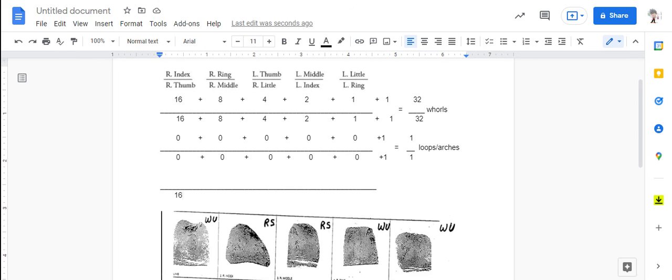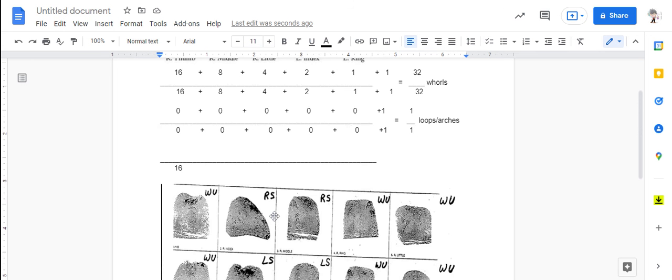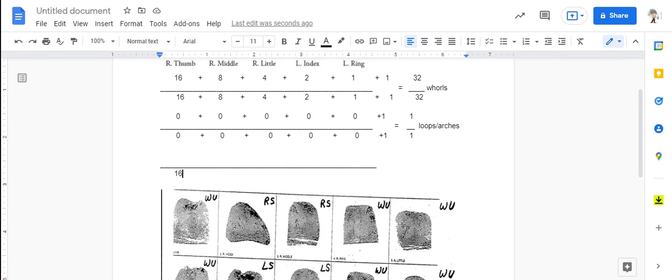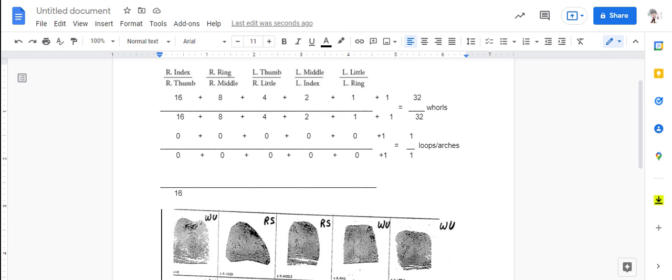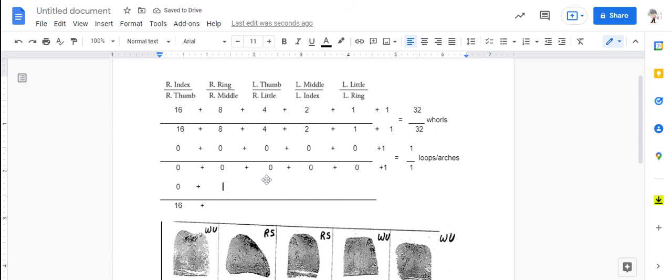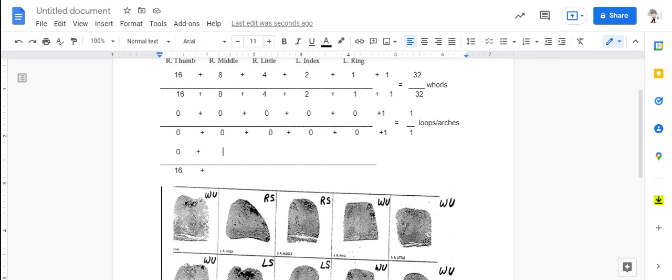Okay, so then we have the next number 2 is a loop, and it is the right index, and that is the top of the first grouping, and so it gets a 0. And then we move on to the third finger, and the third finger is the right middle, and it is also a loop, and so it goes on the denominator. It is a loop, so it gets assigned a 0.